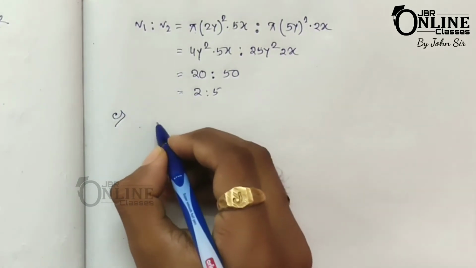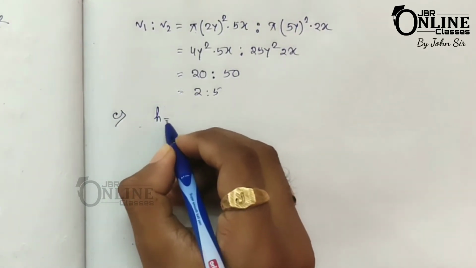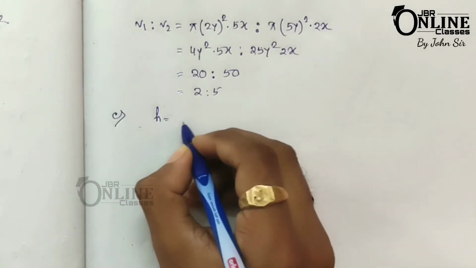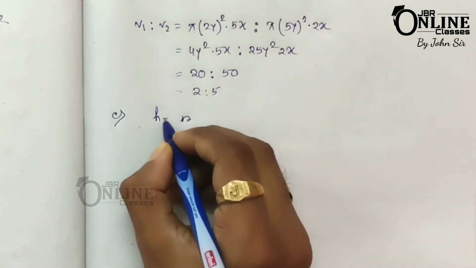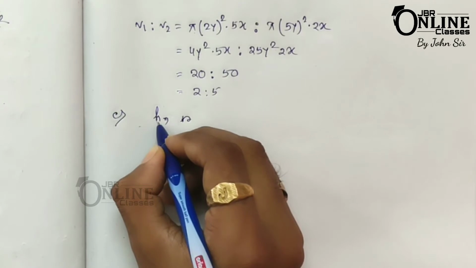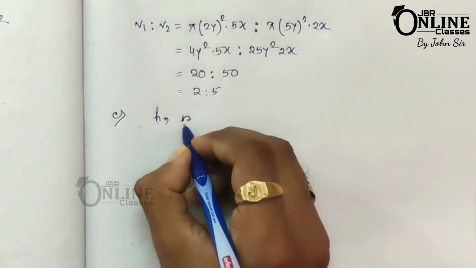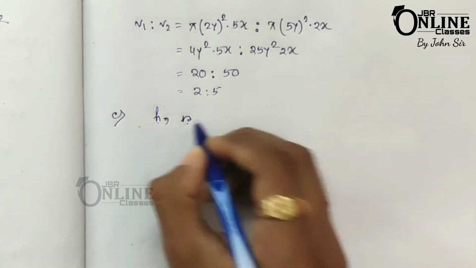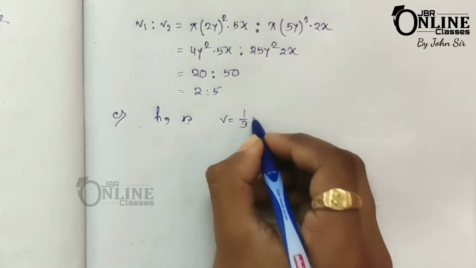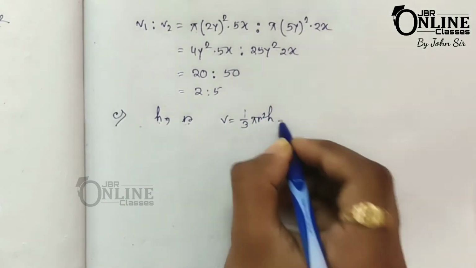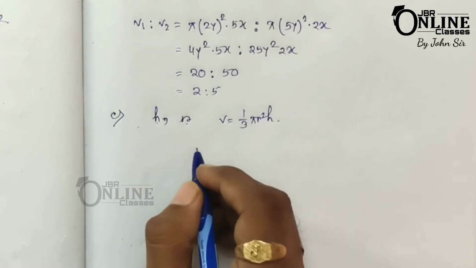Okay, so first, the height of the bigger cone is h and the radius is r. Remember, the height of the bigger cone equals h and the radius of the bigger cone equals r. So the volume equals 1/3 π r² h. That is the first one.